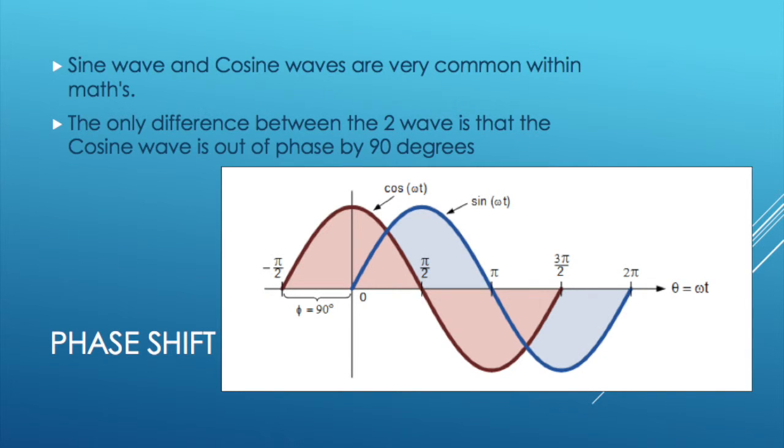Here we're going to explain the phase shift of the curves. Now, cosine and sine are very common mathematical functions. We have the blue curve here representing sine, and the red curve representing cosine. Now, in this expression, if we were to write the cosine wave in the form of a sine wave, we would have to add on the phase shift of 90 degrees. Therefore, alpha would be plus 90.